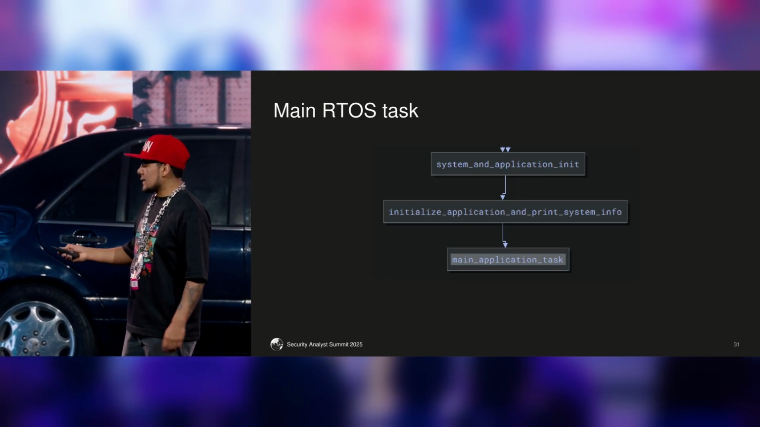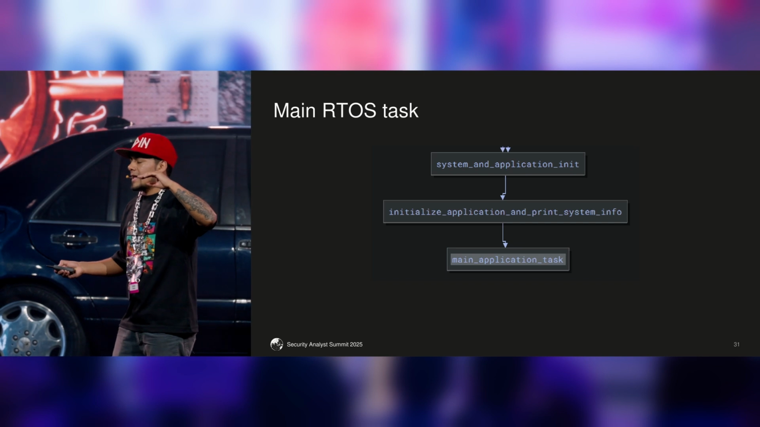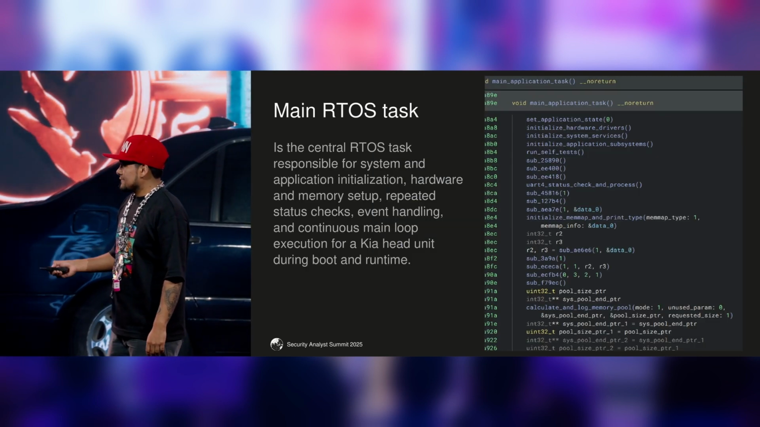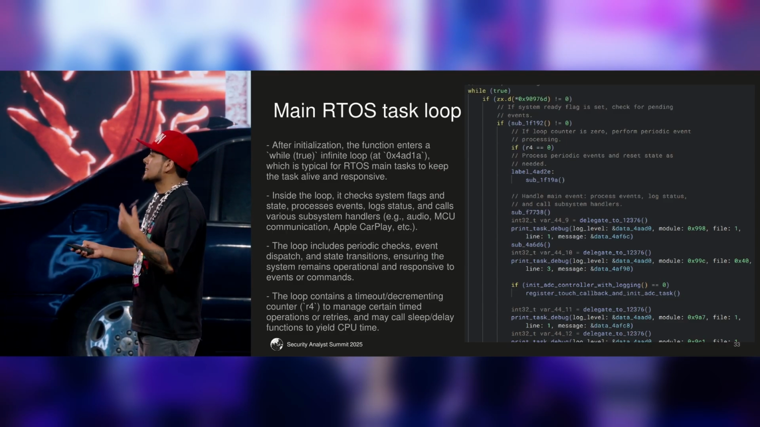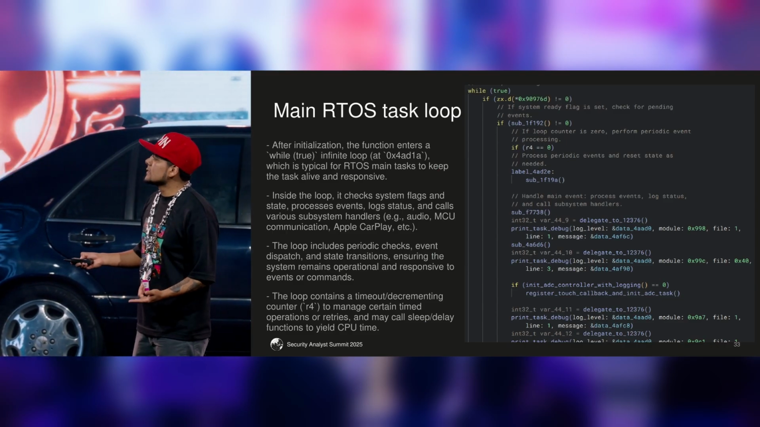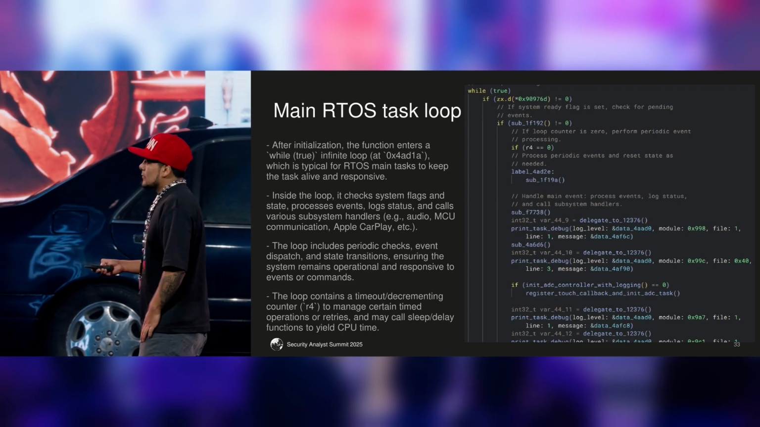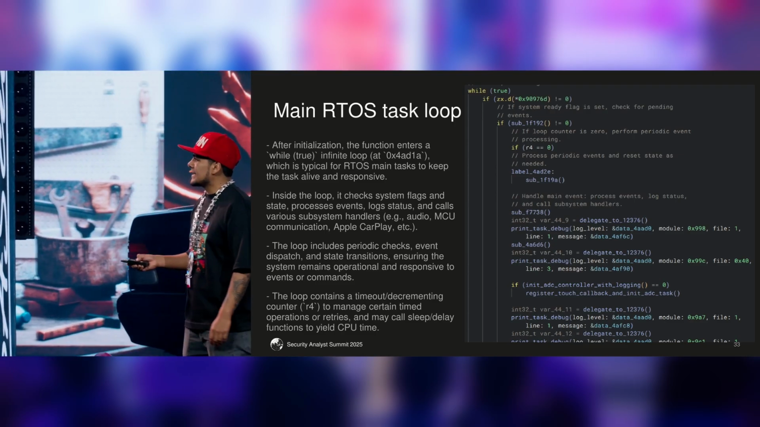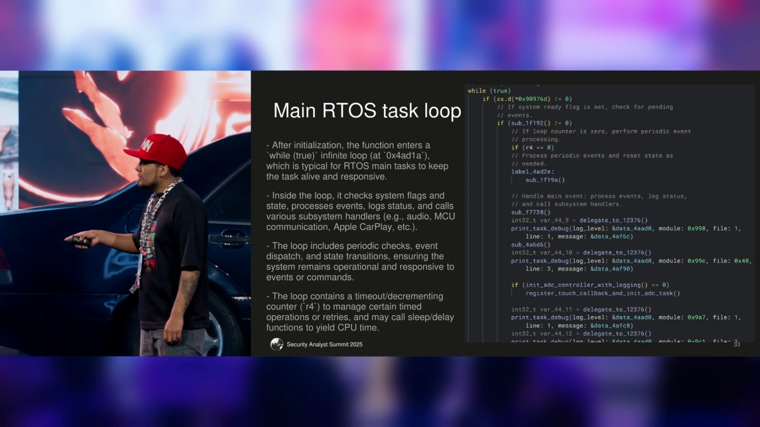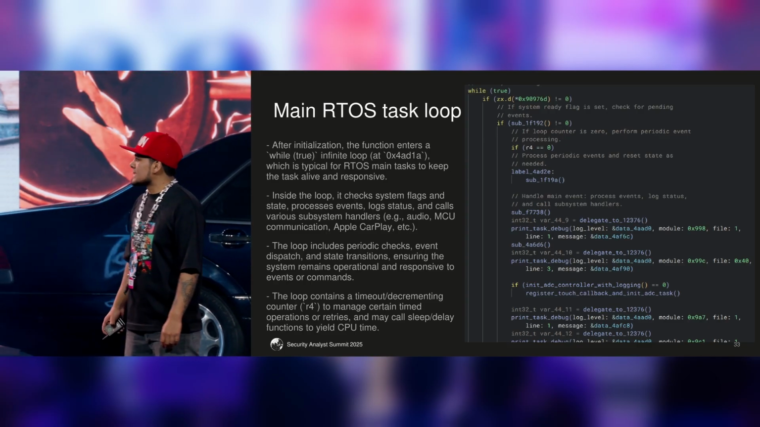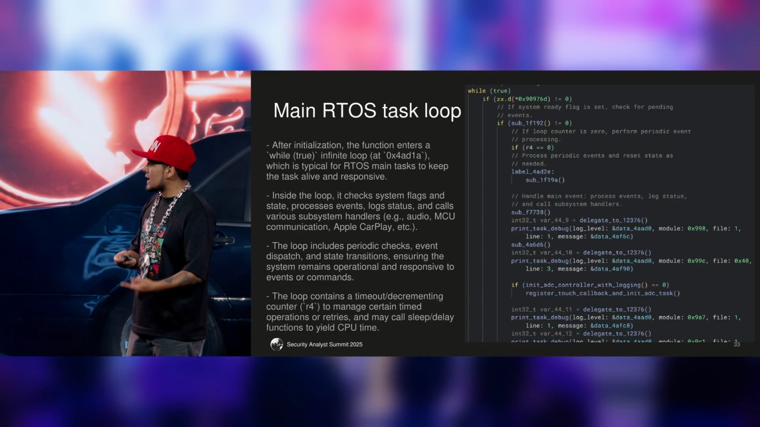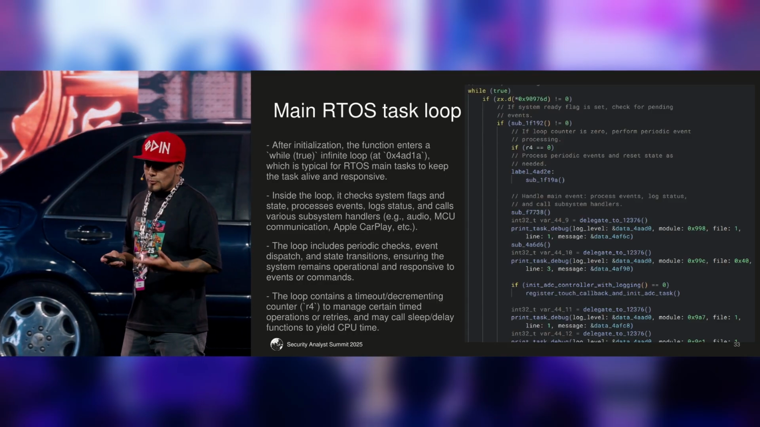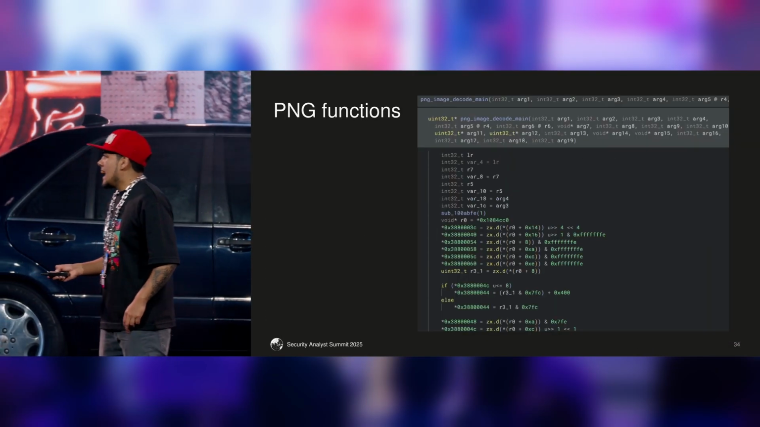This is the main application task. This is the task that runs like a loop in the real-time operating system. What does this task do? It's the central process. After initialization, the function enters a while infinite loop, which is typical for a real-time operating system, to keep the task alive and responsive. Inside the loop, it checks the system flags, processes events, logs the status, and calls various system handlers, audio, MCU. So periodic checks ensure the system remains responsive, and so on.